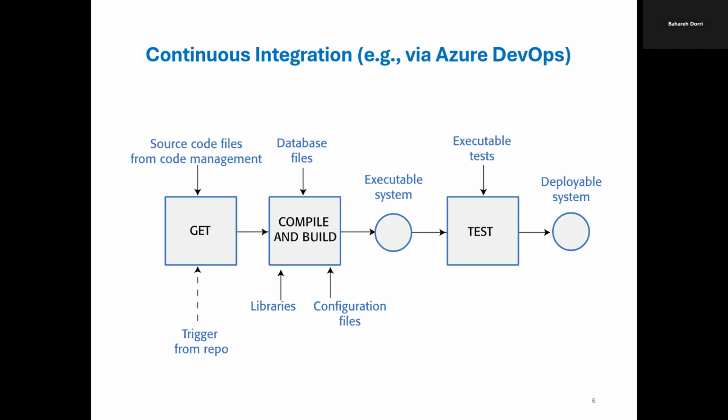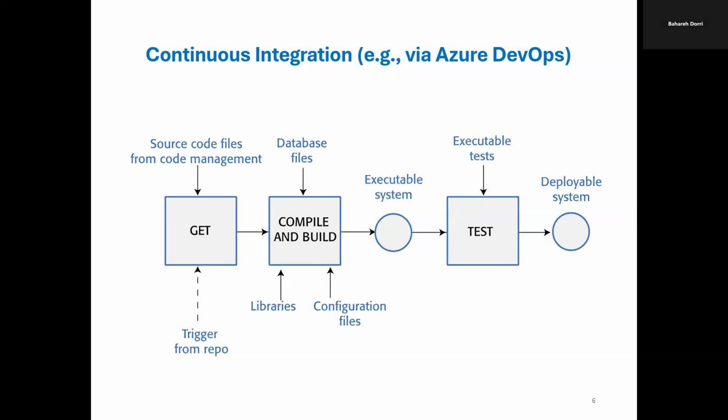Essentially, the steps a system goes through from the time new code is pushed to the point it becomes a deployable product. We start with the get step. This is where the system automatically retrieves the latest source code from the repository. Think of this as checking out the newest version of the code every time someone commits a change.